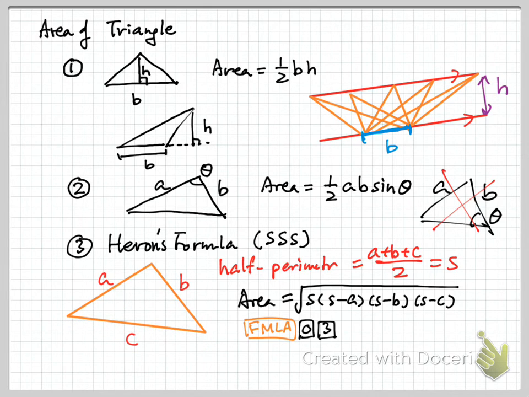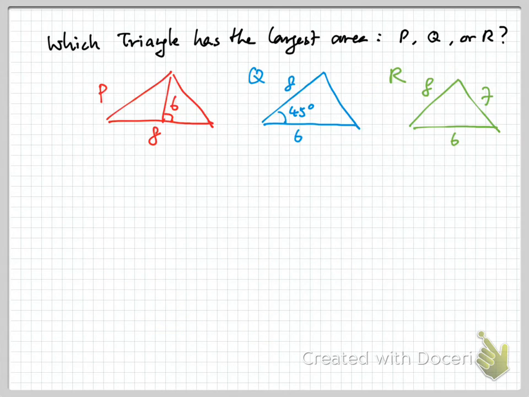Okay, so let's take a look at a simple example. You may try this on your own. Now remember these three ways to find the area of a triangle: half BH, half AB sine theta, and Heron's formula. Now we have three triangles, P, Q, R, in red, in blue, in green. Which is the largest? They are given like this. P is given as base and height. Q is given as two sides and the included angle. R is given as the three sides, alright?